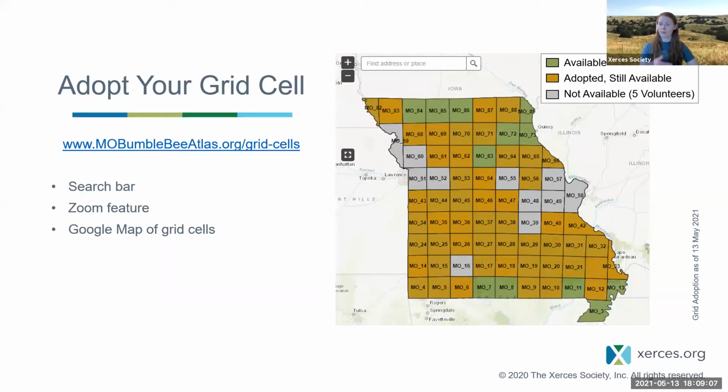Below the map on our website is the actual adoption form. You're going to put in your name, the grid cell you want, and your Bumblebee Watch username, and then you'll get a confirmation email saying that you adopted this, with a couple of other resources to get you started on planning your surveys.